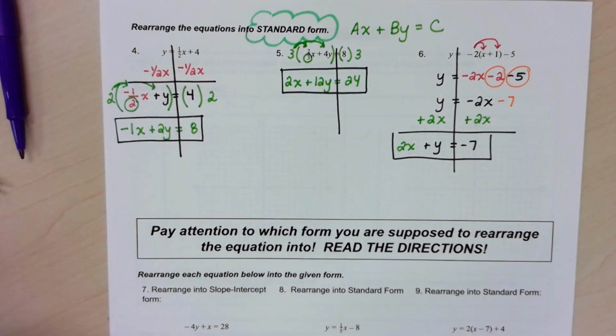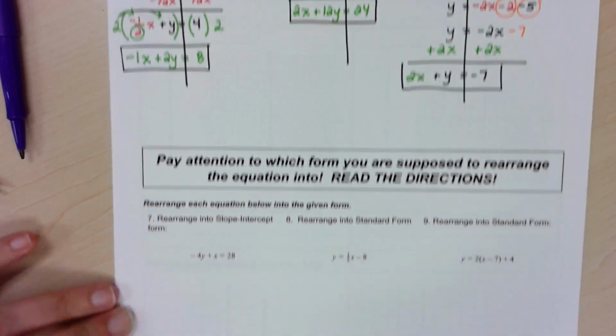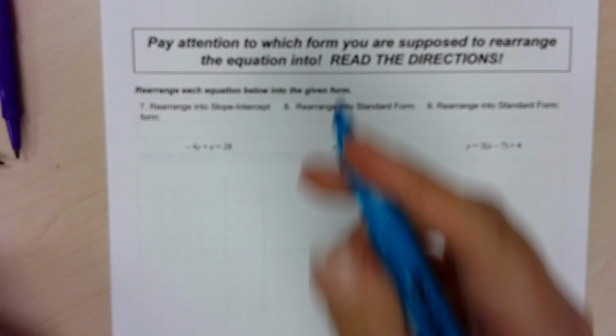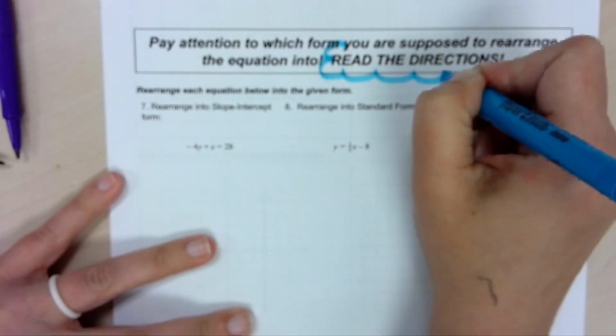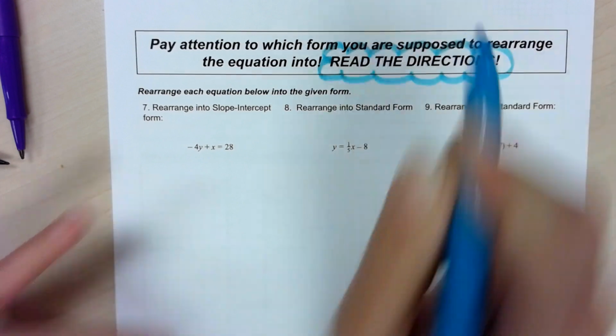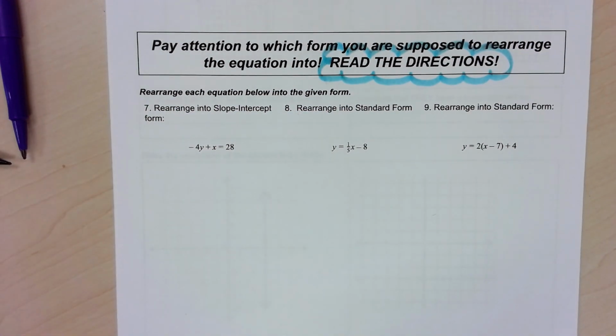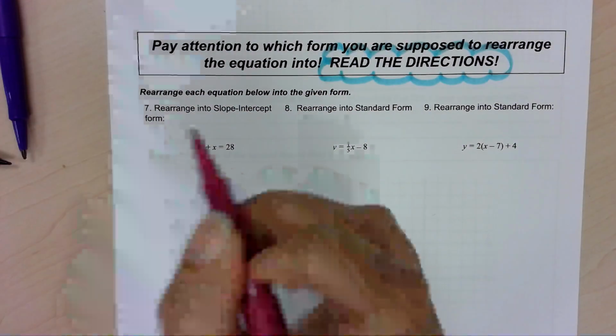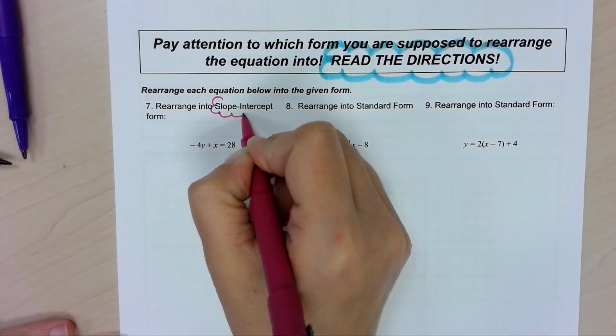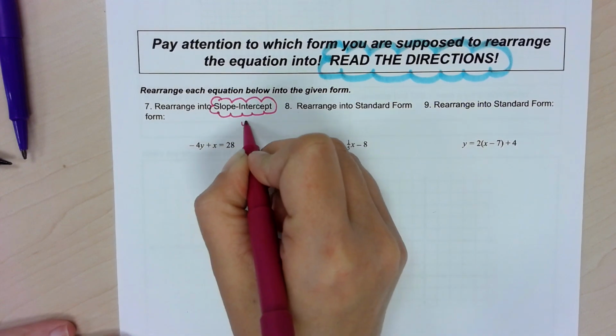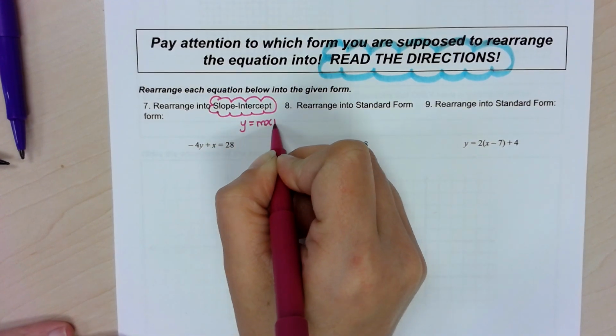Now, one of the key things here that we need to be careful about is to read the directions. Reading the directions is going to be very important. On the test that I give you, it's not going to be nicely separated where here's all the problems where you want slope-intercept form, and here's all the problems where you want standard form. Instead, it's going to look more like this. Problem number 7 says rearrange into slope-intercept form. We need to know that slope-intercept form means y equals mx plus b.